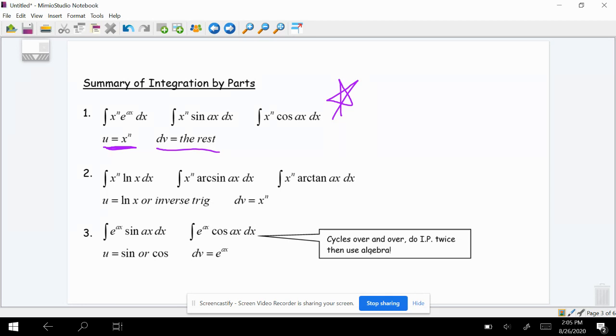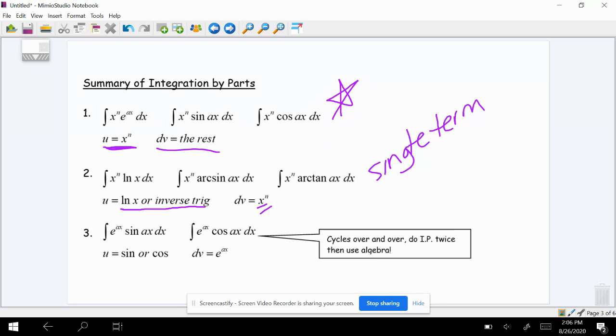Your second type are your special type where you have x's with natural logs, x's with inverse trig, where your u has to be the natural log or the inverse trig. It's the only way I can integrate it, which means your dv is whatever was in front of it. So your x squared, x cubed, just plain old x, or absolutely nothing. This includes single terms, like the single terms we've seen. This is probably going to show up maybe 15 to 20% of the time.